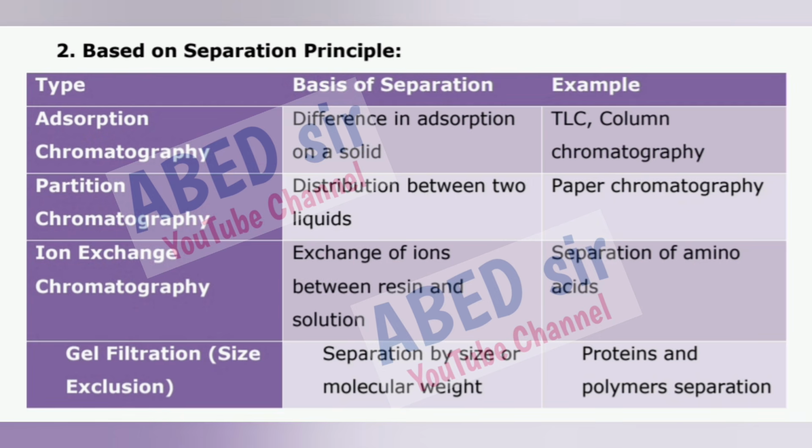2. Based on separation principle. Type, basis of separation. Example: adsorption chromatography, difference in adsorption on a solid, TLC, column chromatography. Partition chromatography, distribution between two liquids, paper chromatography. Ion exchange chromatography, exchange of ions between resin and solution, separation of amino acids. Gel filtration, size exclusion, separation by size or molecular weight, proteins and polymers separation.